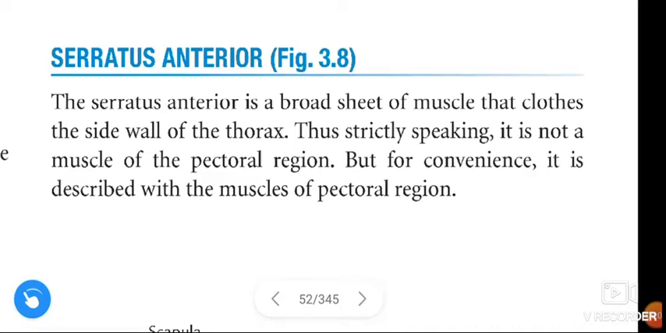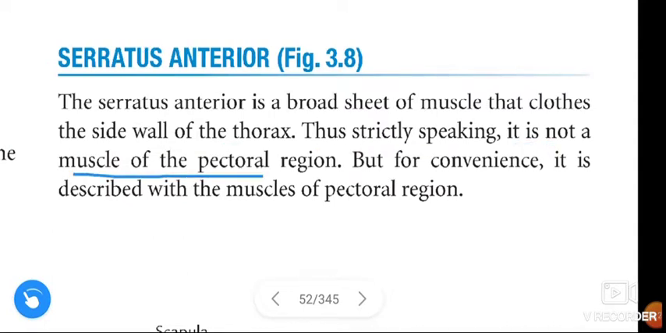In this video, we are going to learn about the serratus anterior muscle. The serratus anterior is a broad sheet of muscle that clothes the side wall of the thorax. Thus, strictly speaking, it is not a muscle of the pectoral region, but for convenience, it is described with the muscles of the pectoral region.